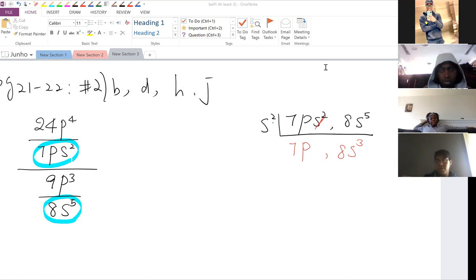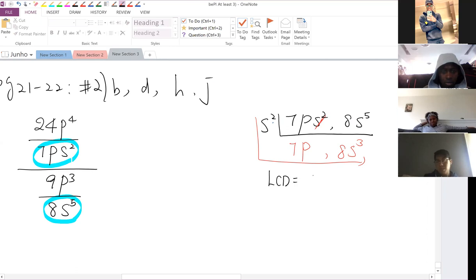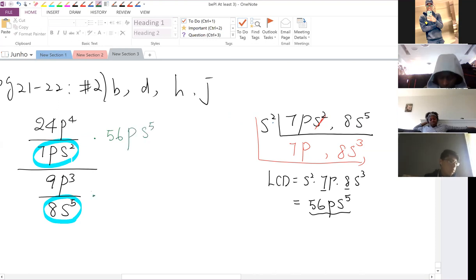Mamadou, can you hear me? Okay. And now, do you see any other common factor? No. So you multiply the L shape, then the LCD becomes S squared times 7 P times 8 S cubed. So 7 times 8 is 56, and then P S to the fifth. Okay, so we are multiplying this to both fractions. Multiply 56 P S fifth on the top and 56 P S fifth on the bottom.